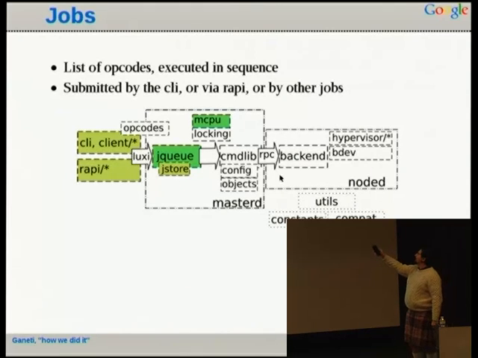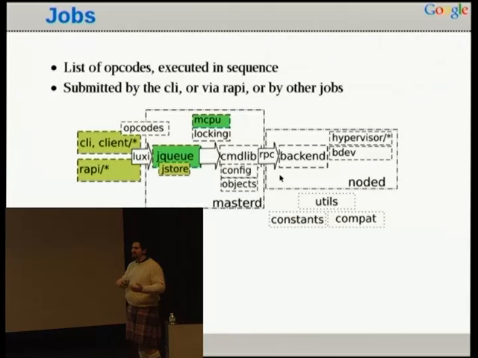So jobs. A job is a list of opcodes. An opcode is the basic Ganeti operation. So start an instance is actually an opcode. But a job that starts an instance is a job with just one opcode inside that starts that instance. A job might be more complicated and say, okay, start 3 instances, or migrate all the instances on this node. The opcodes are executed serially in sequence, while jobs by themselves are executed in parallel.